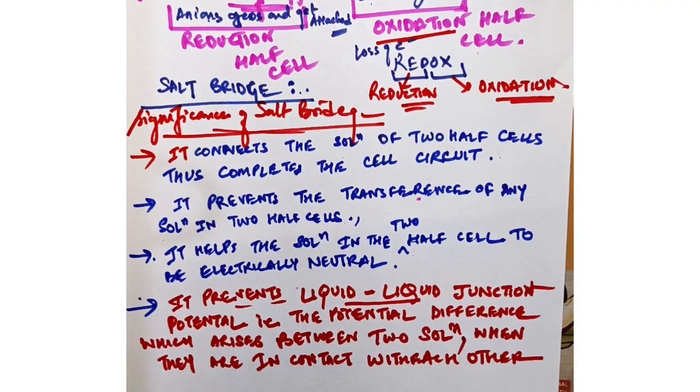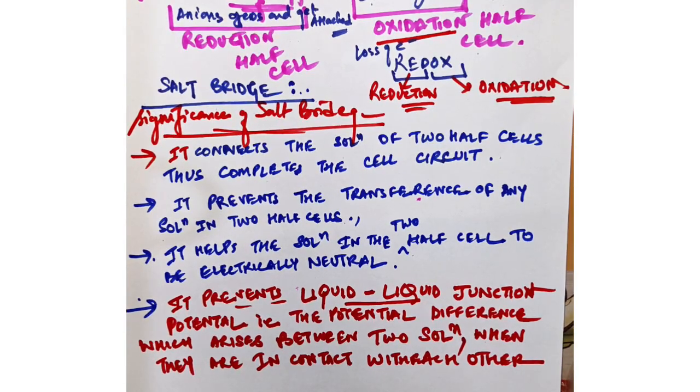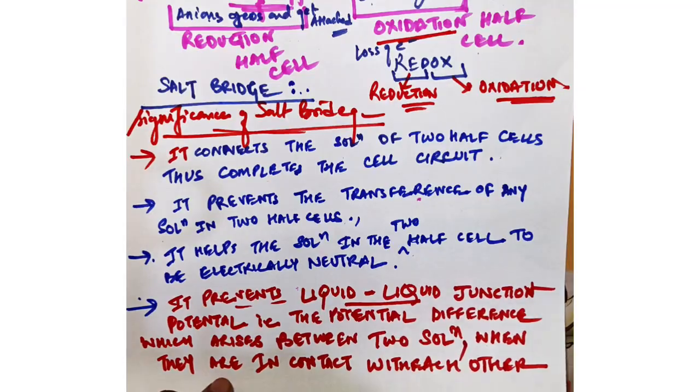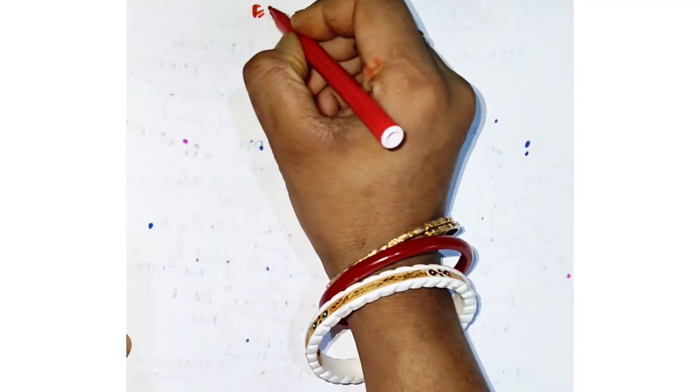Now the salt bridge can be replaced by a porous pot which allows the migration of the ions without allowing the solutions to intermix. It is not allowing the solutions to intermix with each other, so keeping the cell in an equilibrium state. Now the electrochemical cells are of two types: the electrolytic cell and the galvanic cell. We'll discuss this.